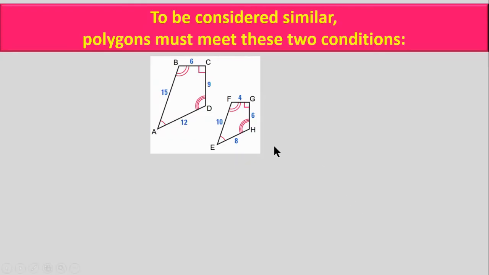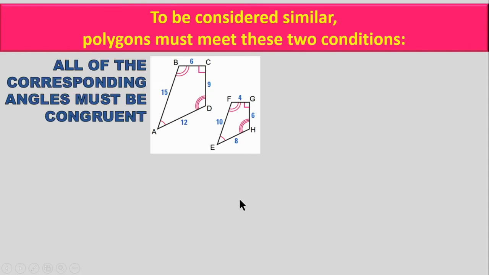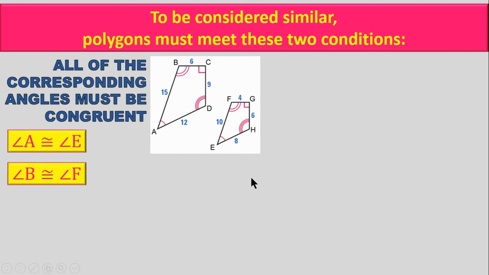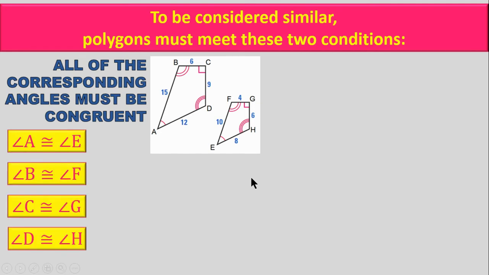First of all, for two polygons to be similar, they must meet two conditions. The first condition is all of the corresponding angles must be congruent. So we have a picture of two quadrilaterals, and if we compare their corresponding angles, we can see from the picture that all four pairs of corresponding angles are congruent. So this pair of quadrilaterals meets the first condition.